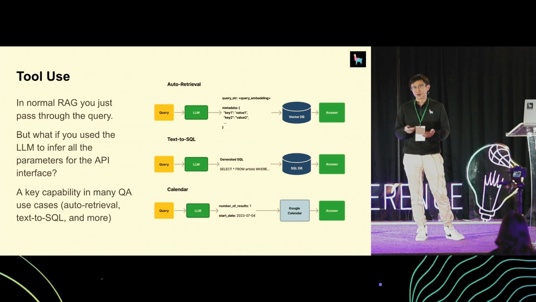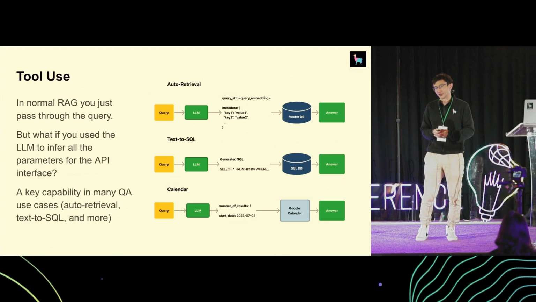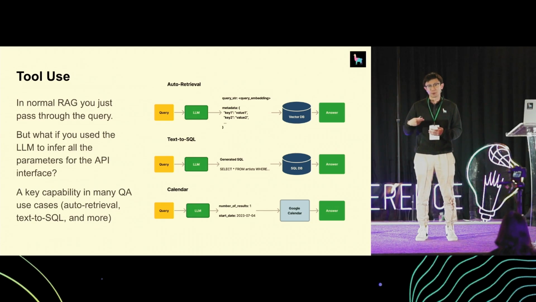And of course, any other API tool as well. If you have an API for Google Calendar, it has a set of args and kwargs. You can infer the set of parameters that you need to basically hit this tool.